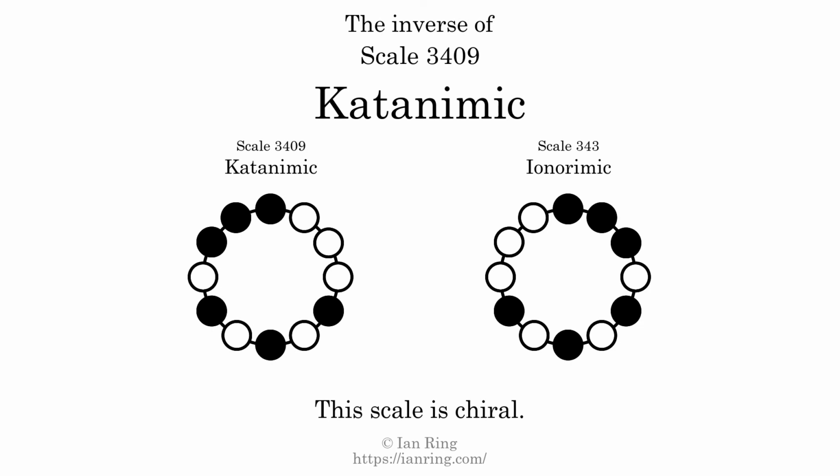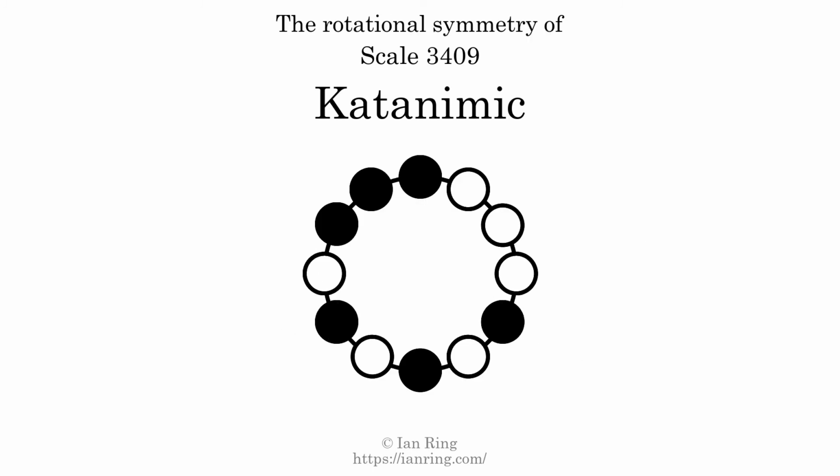The inverse of a scale is a mirror image. It is what you get when the sequence of intervals is reversed. The inverse of this scale is scale 343, also known as anerymic. This scale is chiral. It cannot transform into its inverse by rotational transformation. This scale has no rotational symmetry.